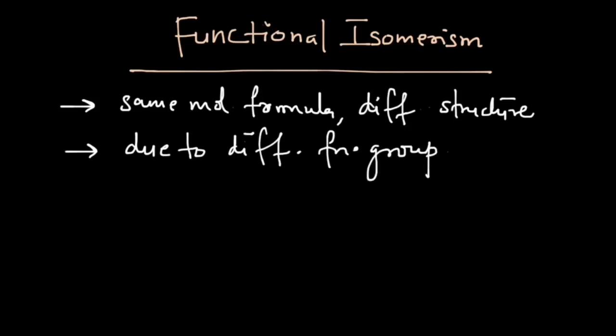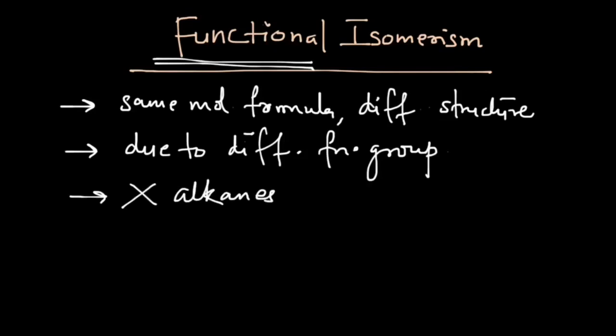So for this kind of isomerism to be observed, we must have functional groups, and that means it is not observed in alkanes because alkanes do not contain any functional groups. Now compounds of a certain class like alcohols have functional isomers of a certain class, that is ethers. So we have a fixed relationship about which functional groups have which kind of isomeric functional groups. So let's take a look at the pairs that we have.